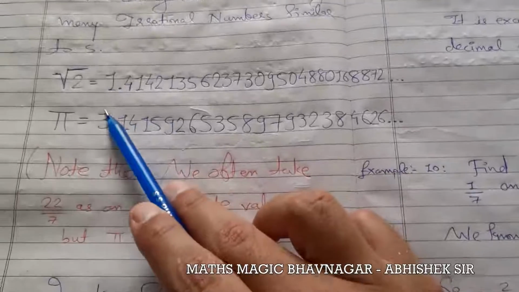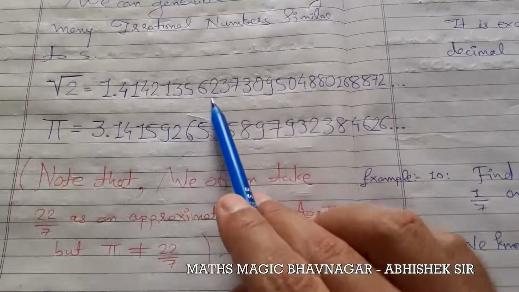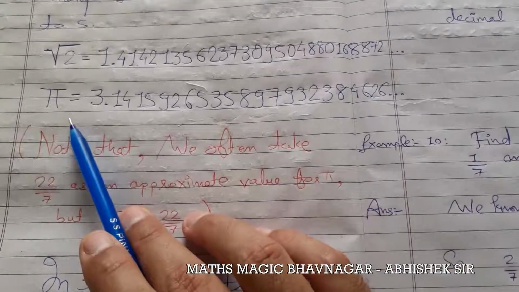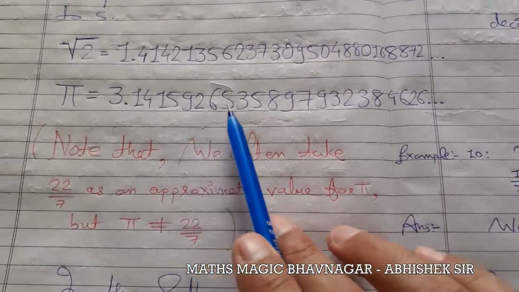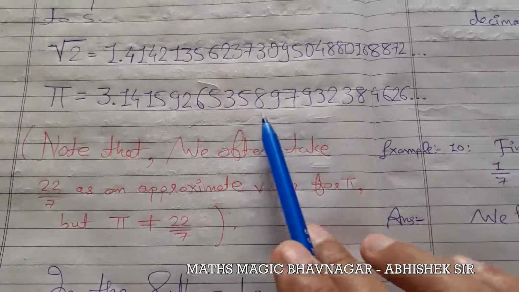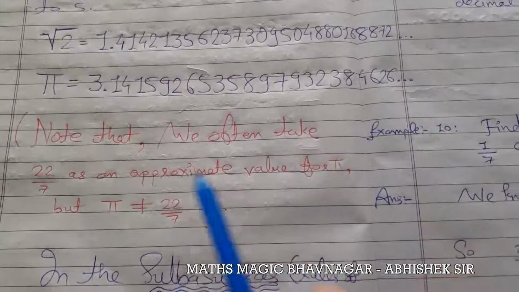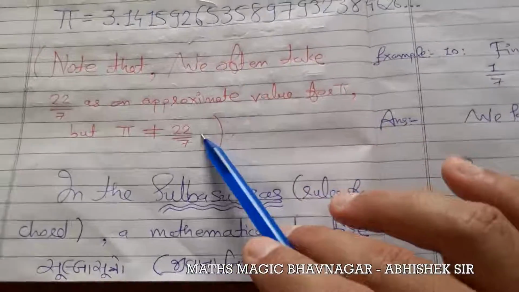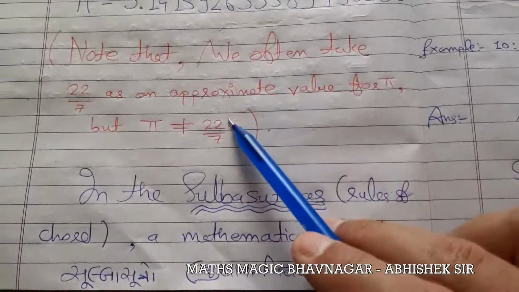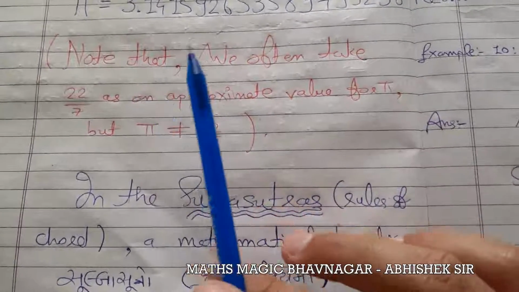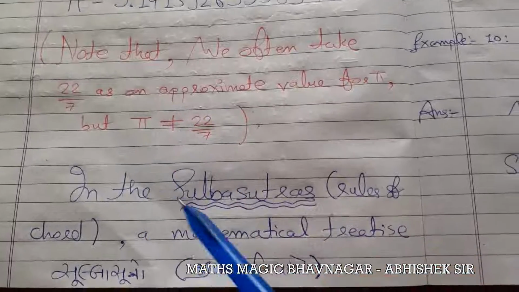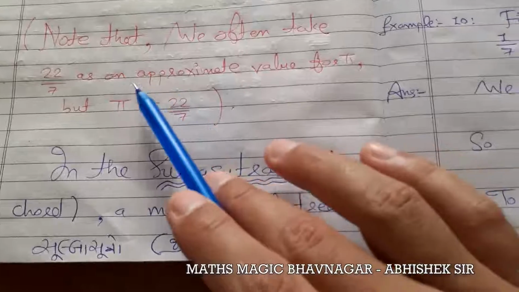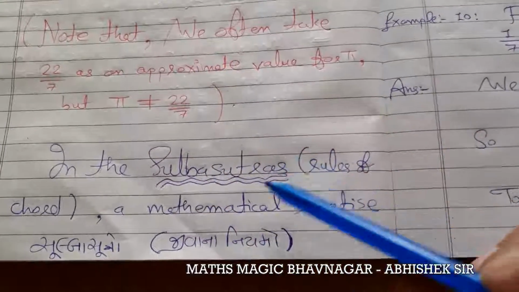Then they have given the value of root 2, that is 1.4142135623 and so on. And they have given the value of pi also, that is 3.14159265358979 and so on. They write one very interesting point here: generally we write the value of pi as 22 by 7, but in actual fact pi is not equal to 22 by 7. That is because it is an approximate value, not an exact value.